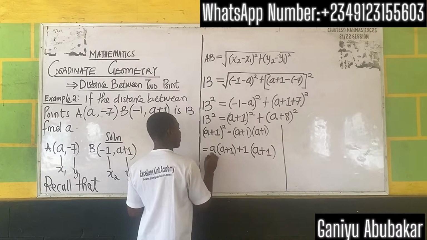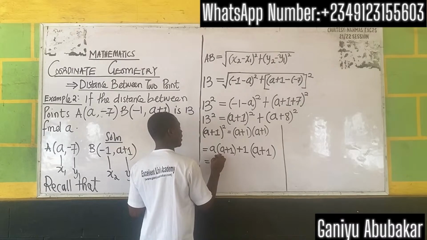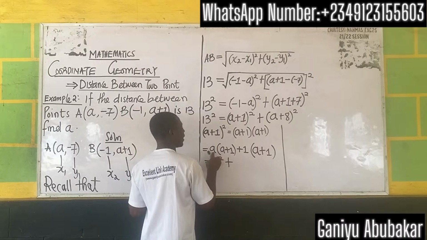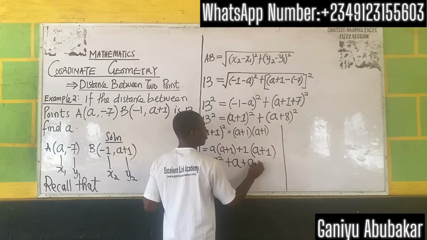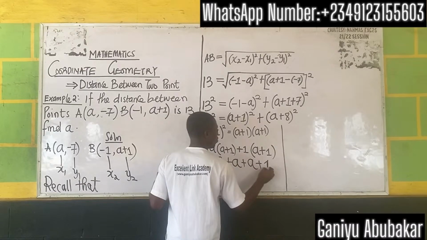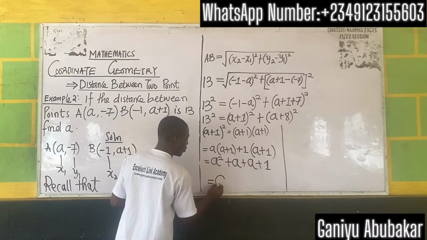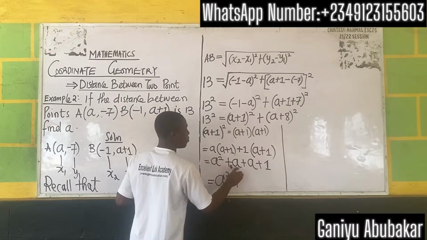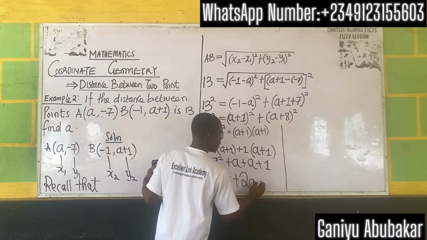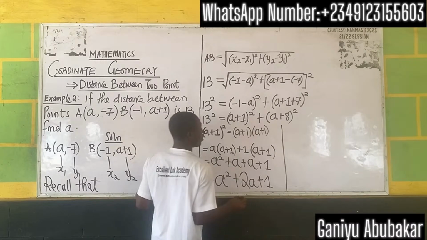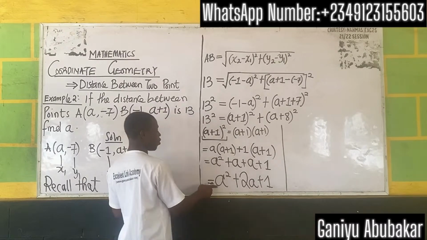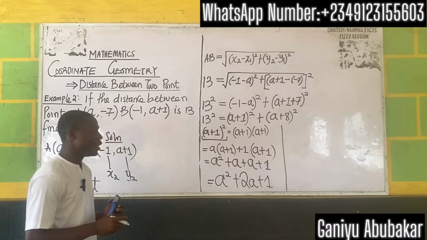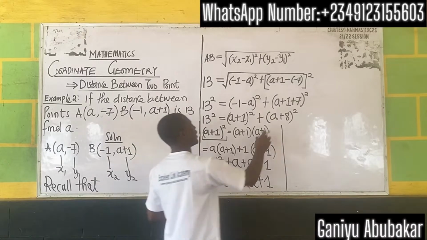Expand this. This gives you a times a gives you a squared, plus a times 1 gives you a, plus 1 times a gives you a, plus 1 times 1 gives you 1. This gives you a squared plus a plus a gives you 2a, plus 1. So after expanding this one here, my answer becomes a squared plus 2a plus 1. All right, let's expand this one here.